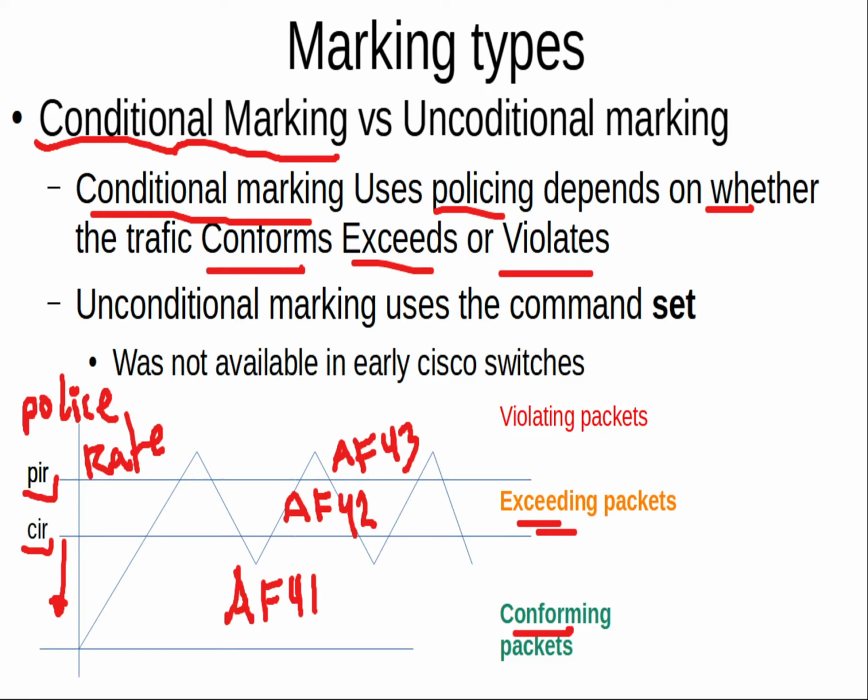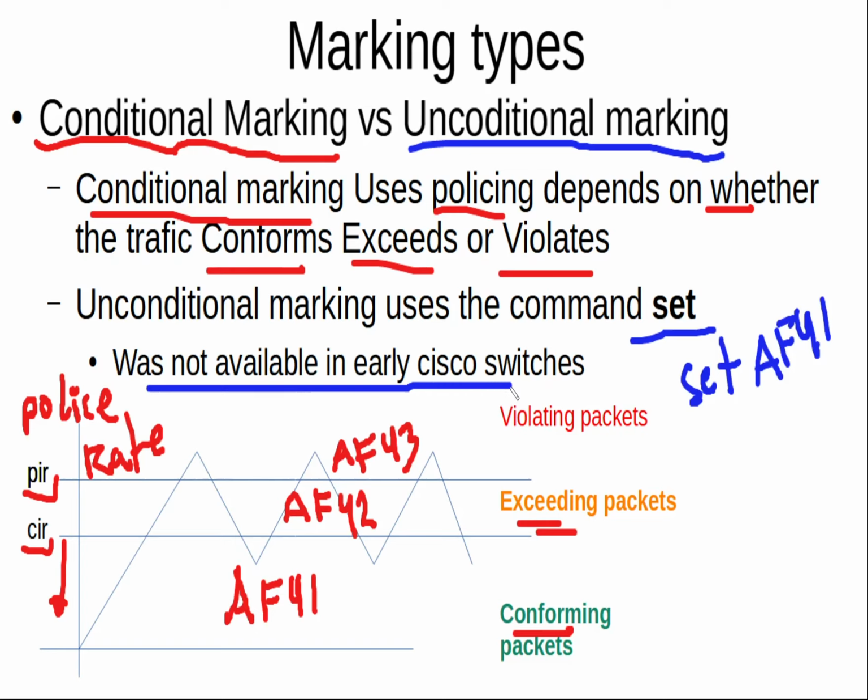The other type of marking that we have is unconditional marking. That means using the command set. So with the command set, I can say that all the traffic that has been classified is going to be set to the value AF41 without conditions. This command set was not available in early Cisco switches. So it is actually cool to have this command nowadays.